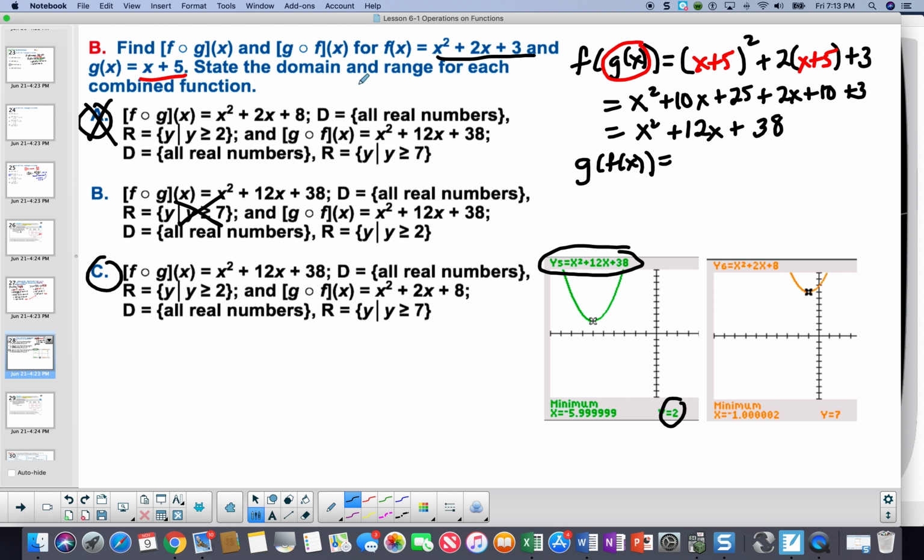Okay, so I'm going to go to my g, I'm going to put parentheses everywhere there's an x plus 5, and then I'm going to put f inside. So that's going to be x squared plus 2x plus 3. And then when I simplify, that's going to be x squared plus 2x, and then plus 8, which I already have figured out right here. And I graphed it, and when I graphed it, the range is greater than 7. So this really is the answer.